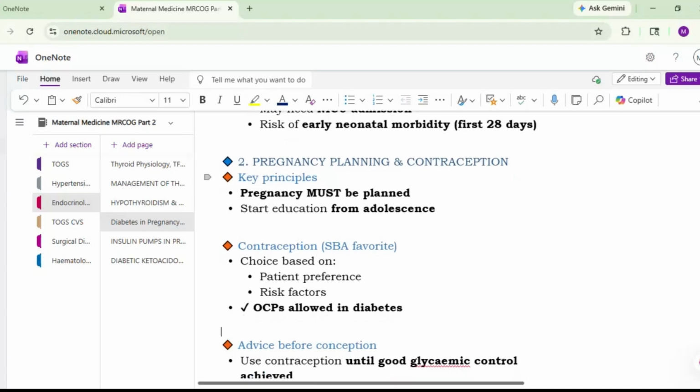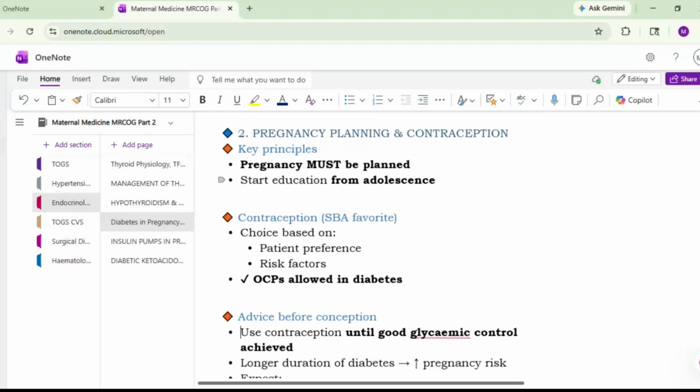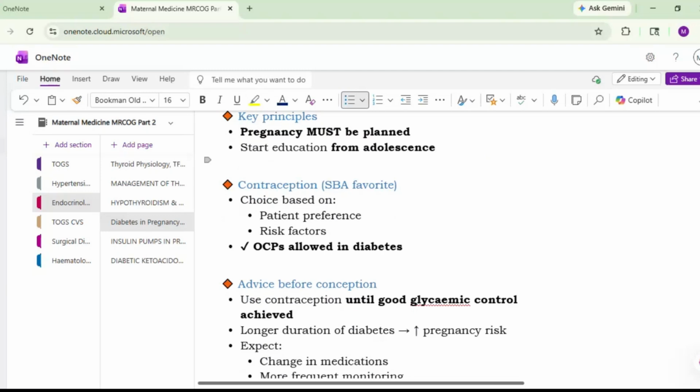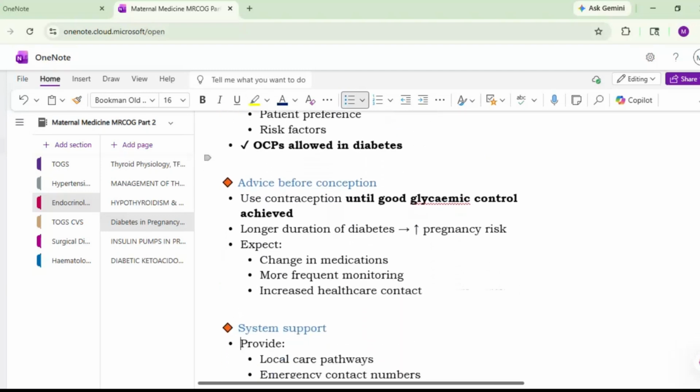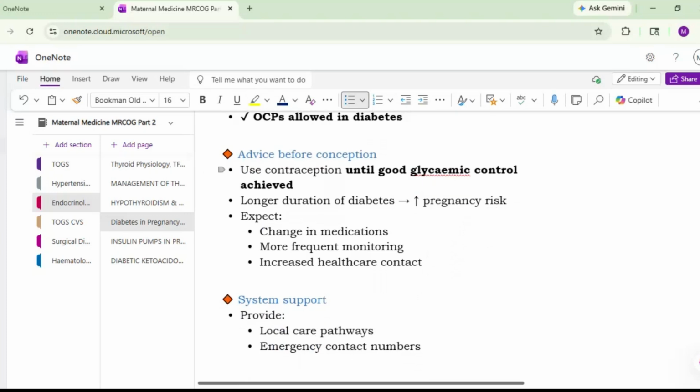So the choice of contraception will be the patient preference and will depend upon the risk factors which are associated. If there is only diabetes without any complications, OCPs are allowed in diabetes. Now coming to the advice before contraception, use contraception until good glycemic control is achieved. So till good glycemic control is achieved, she should be using the contraception.